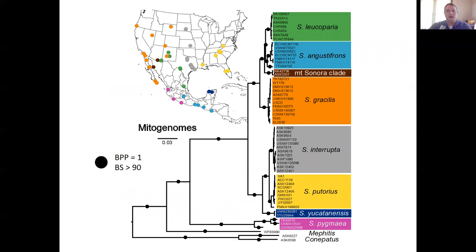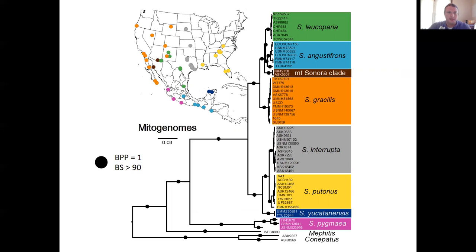So I'm just going to go through some of the phylogenies here to talk a little bit about what we recovered. And the colors correspond to the taxonomic revision, and we're using the names that we're proposing for these evolutionarily significant units or species here in the tree as well, and the colors correspond to that.